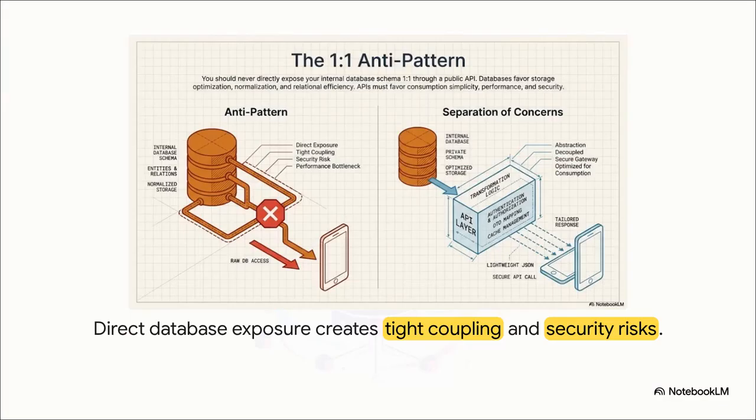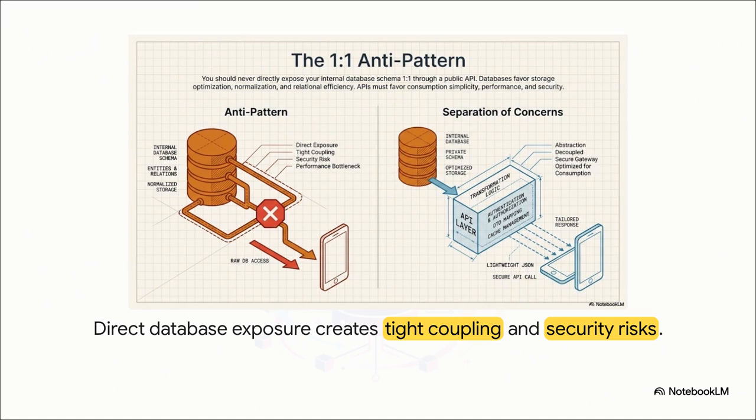When you pipe raw database access directly to a mobile device, it creates an incredibly brittle system. Every single time you tweak a database column to optimize storage, you instantly break the mobile apps relying on that exact structure. Plus, there is a severe security risk here. You're essentially leaving the front door to your database wide open.